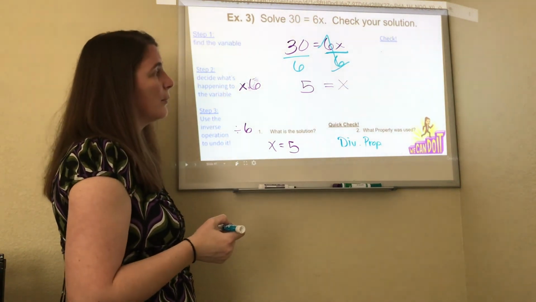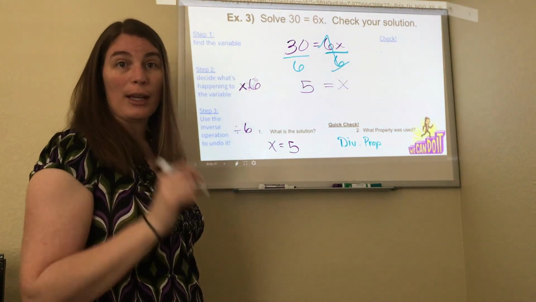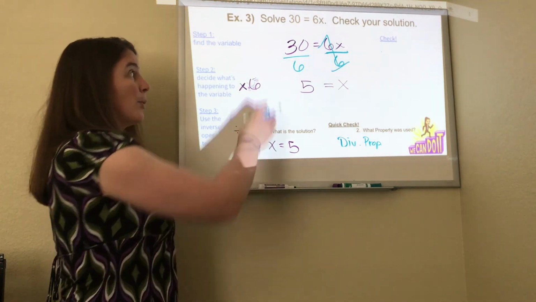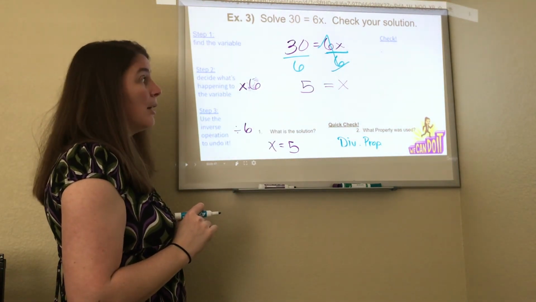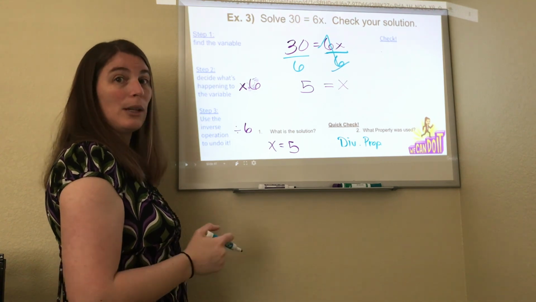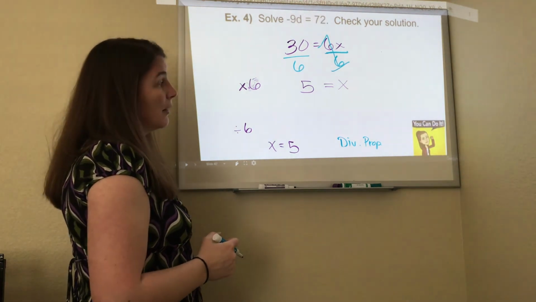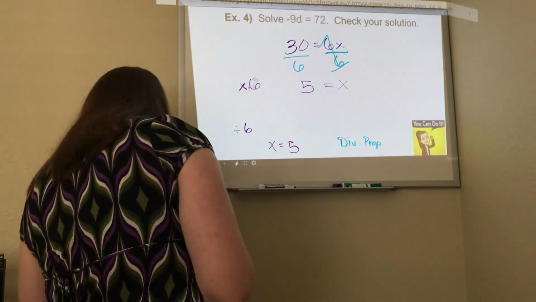What I do to both sides is the division property of equality. And then I want you to go ahead and check this one on your own. So rewrite the equation and plug in the 5. Do you get 30 equals 30? Let's go on to the next problem.